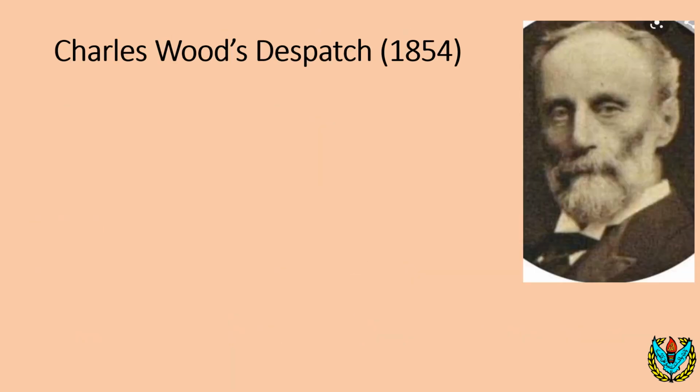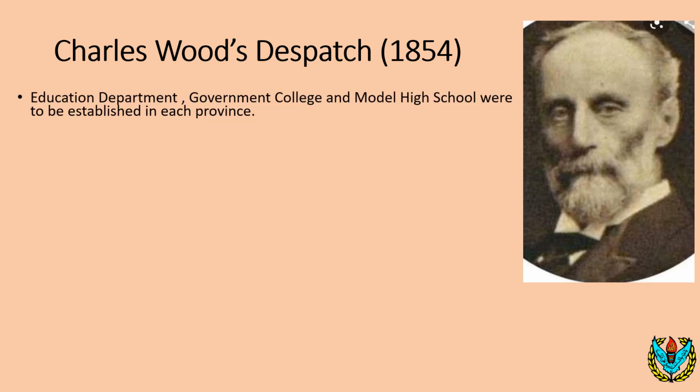According to law, after 20 years, a new law was needed. At that time, Charles Wood was the president of the Board of Control of the East India Company. He presented his educational plan in 1854, which was known as Wood's Dispatch. The major point of his policy was that an education department, a government college, and a model high school were to be established in each province of the subcontinent.